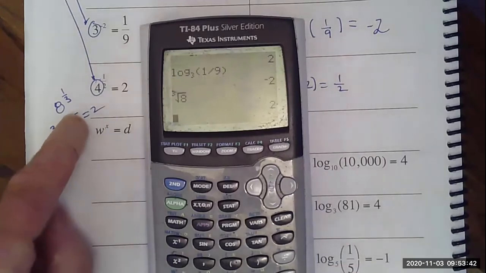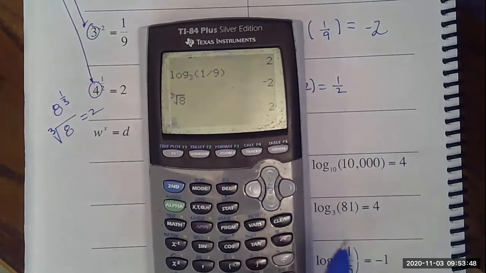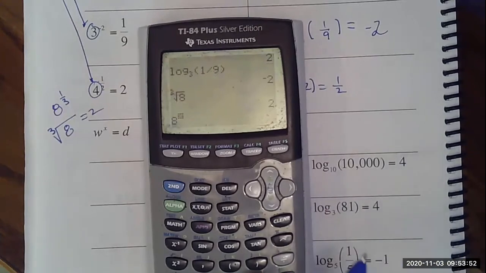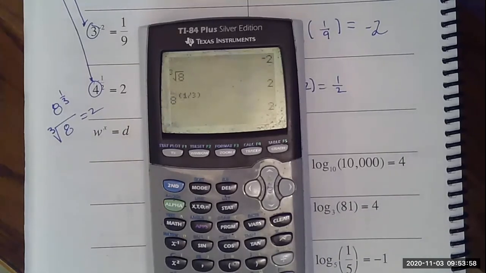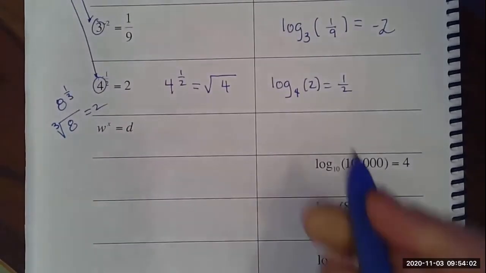Okay, 8 to the 1/3. I've got to convince you. 8 to the 1/3 is also 2. 8 raised to the parentheses 1 divided by 3. I'm saying that's also 2, which it is. All right, hopefully that convinced you.